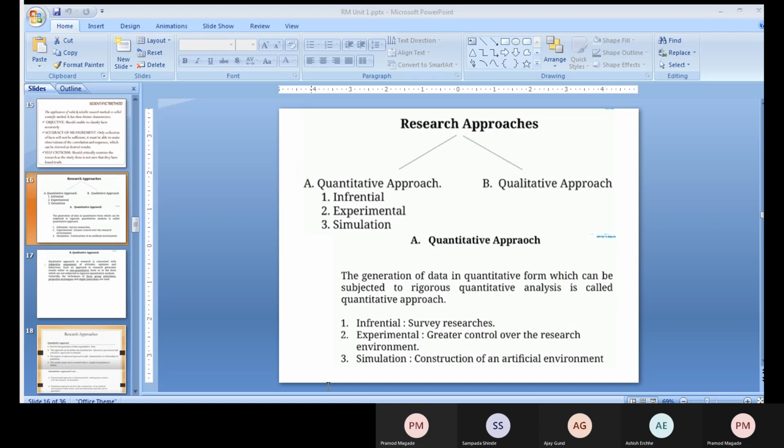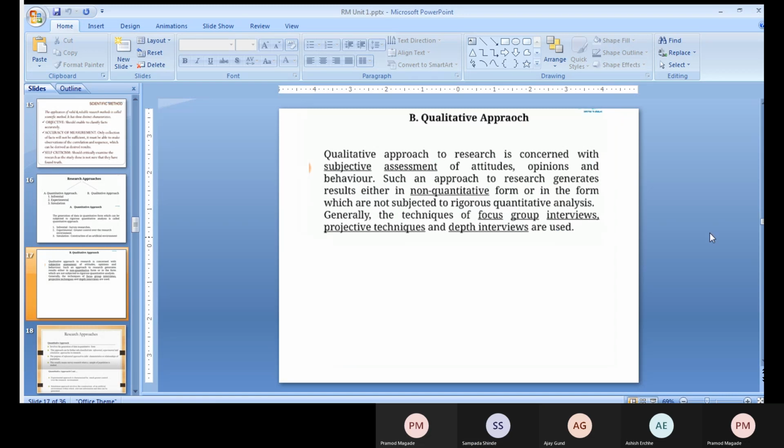Have you done this? Hello, have you done this? Yes, sir. Okay. Now write down qualitative research. Here they have mentioned the same point in other words.